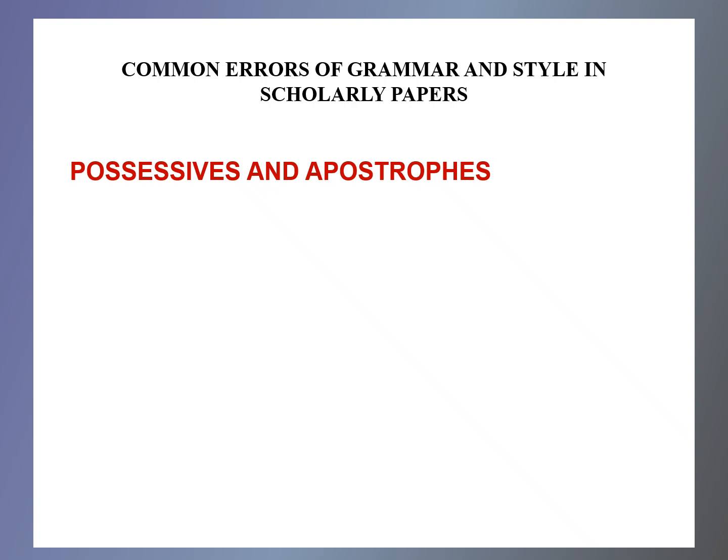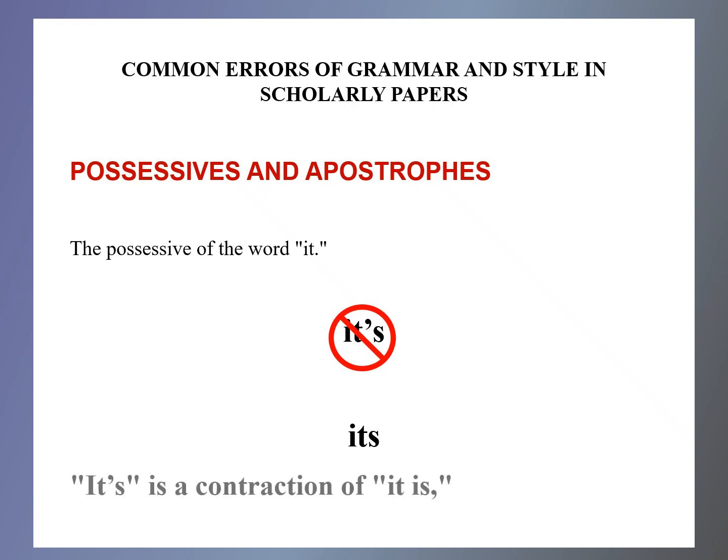Now let's talk about possessives. Most importantly, the possessive of the word it. Many of you all put it apostrophe s. Wrong, wrong, wrong. It apostrophe s is not the possessive of it. The possessive of it is its.